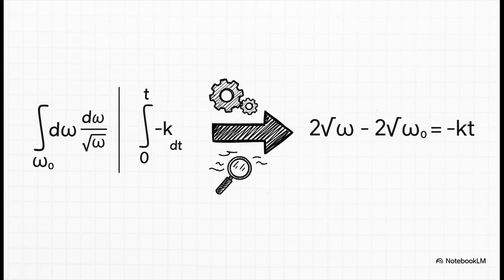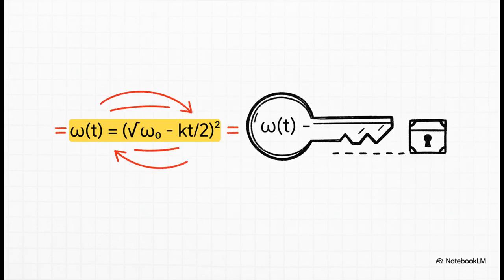Actually doing the integration here is pretty straightforward. The integral of omega to the negative 1/2 power is just 2 times the square root of omega, and the integral of negative k is just negative kt. We plug in our limits of integration, and we get our result: 2 root omega minus 2 root omega naught equals negative kt. Now for a little bit of algebra.